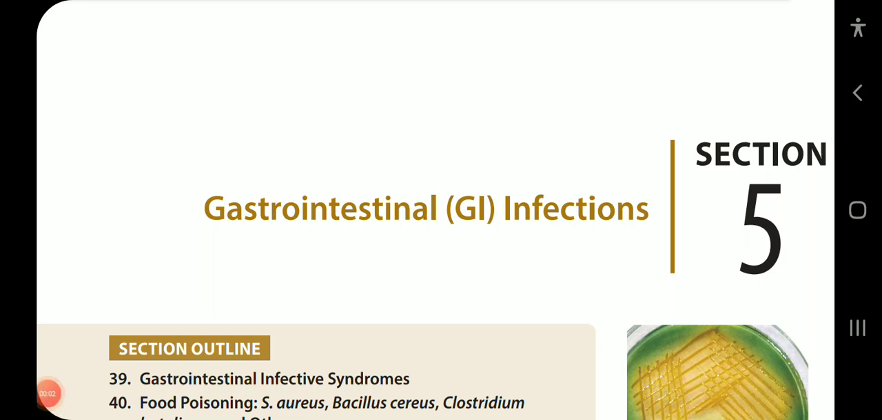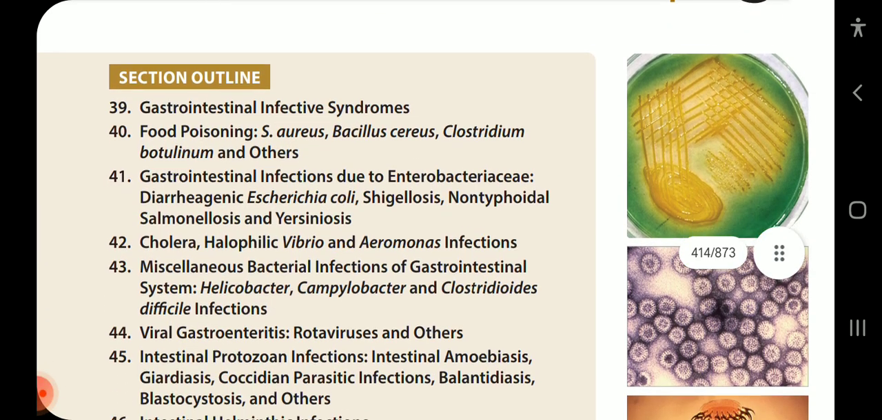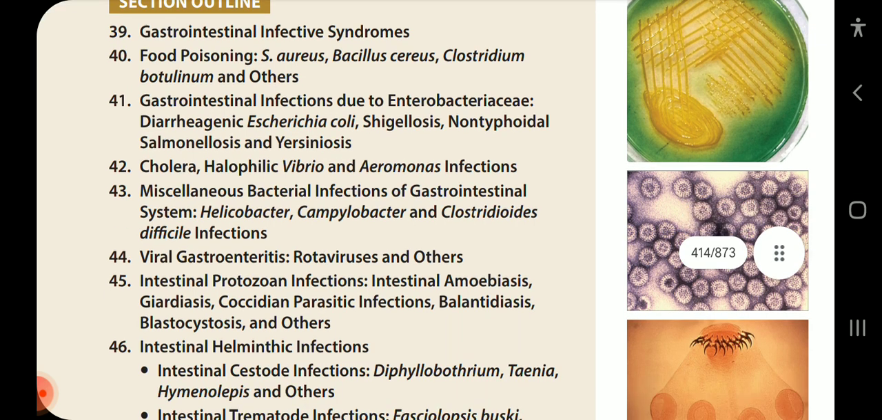We will be starting with section 5 of your Apurba Sastry Essentials of Microbiology, which is gastrointestinal infections. In this unit, we will be covering chapters 39 to 46, of which chapter 39 is gastrointestinal infective syndromes. Chapter 40 is food poisoning by Staph aureus, Bacillus cereus, Clostridium botulinum, and others.